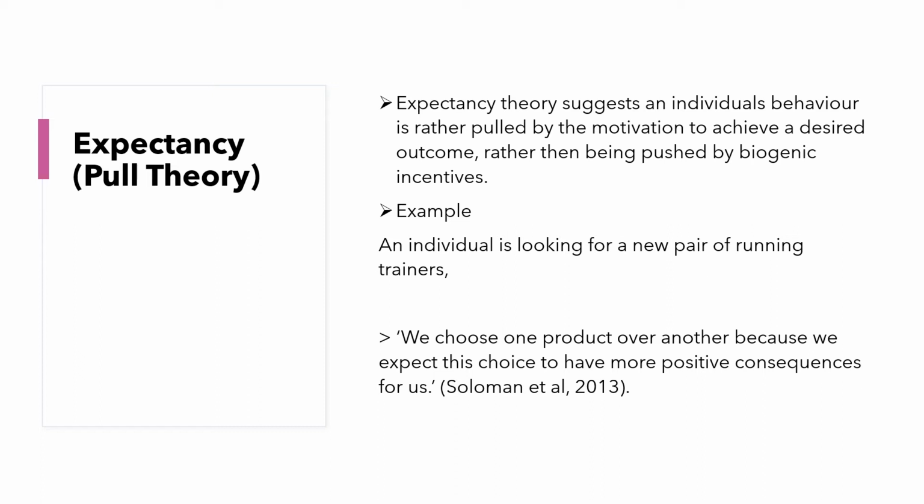So, moving on to expectancy theory or pull theory. Expectancy theory suggests an individual's behaviour is rather pulled by the motivation to achieve a desired outcome, rather than being pushed by biogenic incentives. For example, if an individual is looking to purchase a new pair of trainers, said individual will look into different brands and features, such as style, comfort, colour, etc. The individual will then choose a pair of trainers based on the outcome of their research. Solomon suggested we choose one product over another because we expect this choice to have a more positive outcome.